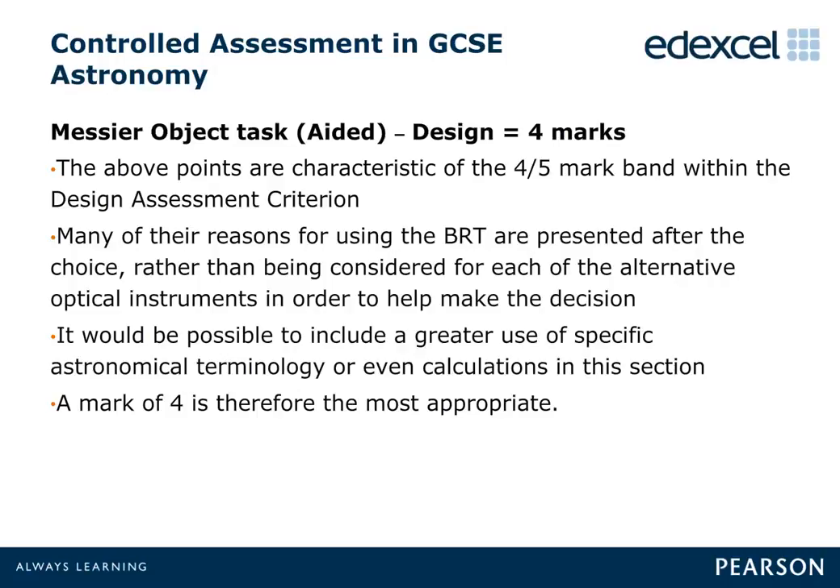The above points are characteristic of the 4 to 5 mark band within the design assessment criterion. Many of their reasons for using the BRT are presented after the choice, rather than being considered for each of the alternative optical instruments in order to help make the decision. It would be possible to include a greater use of specific astronomical terminology or even calculations in this section. A mark of 4 is therefore the most appropriate.